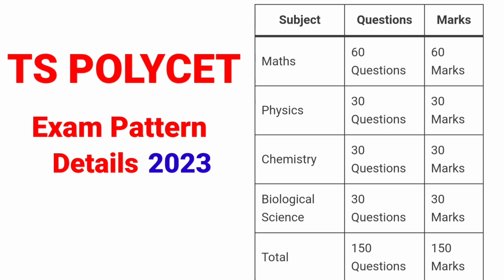Now we are discussing the exam pattern details of the Polycet exam. 150 marks for a total of 150 questions. Each question carries 1 mark. Subject wise, 60 marks for 60 questions in maths, 30 marks for 30 questions in physics, 30 marks for 30 questions in chemistry, 30 marks for 30 questions in biology.